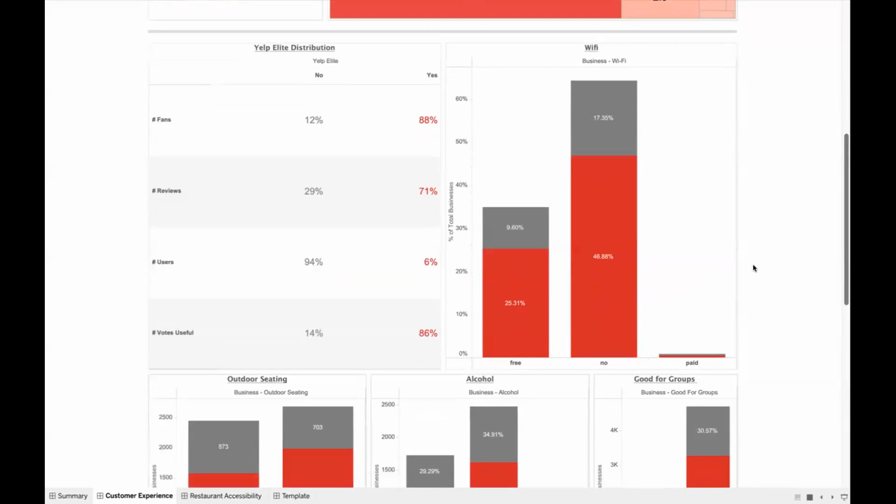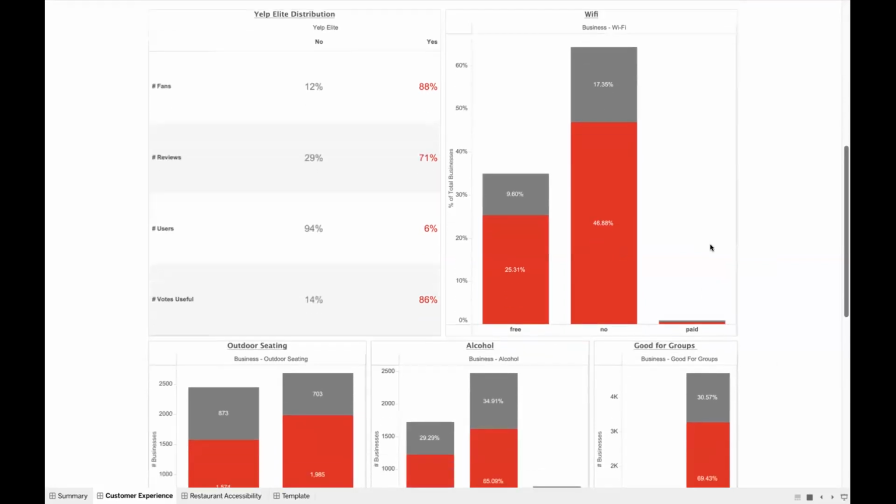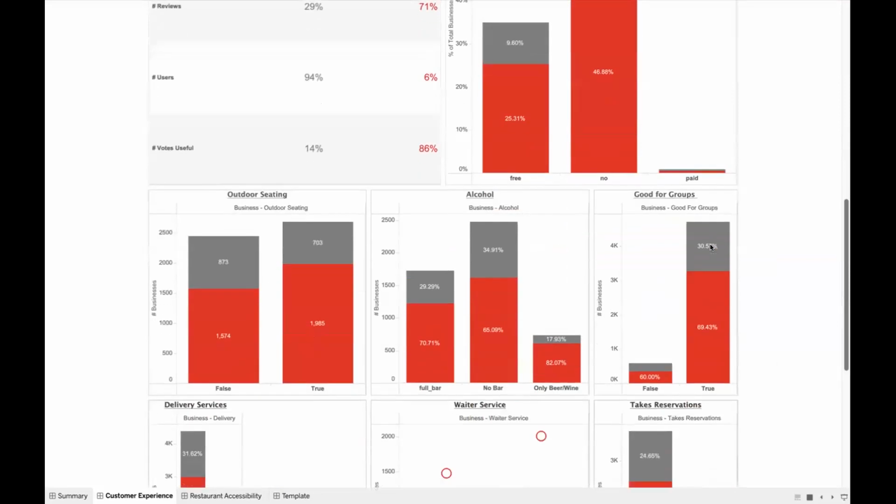Now looking at attributes which belong to a restaurant and whether they make the restaurant perform well or badly. First is Wi-Fi. We can see most of the restaurants before 2014 do not have Wi-Fi, and it does not really matter. So 46.88% do not have Wi-Fi in their restaurant, but they're performing really well, followed by some of them which have free Wi-Fi. So it doesn't really matter to people if there is Wi-Fi or not.